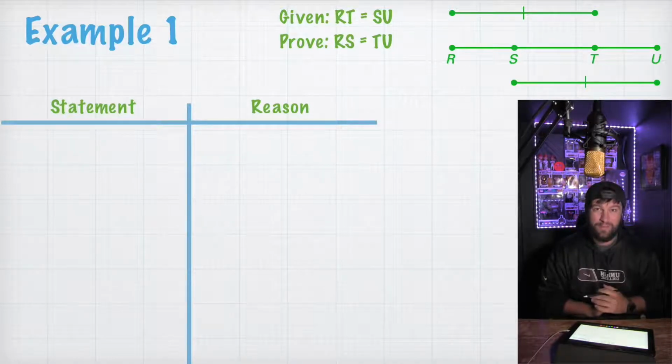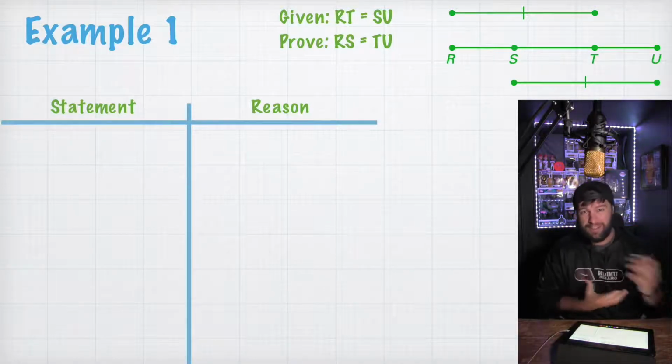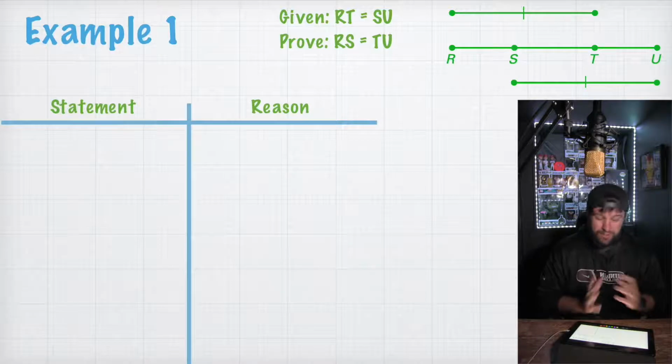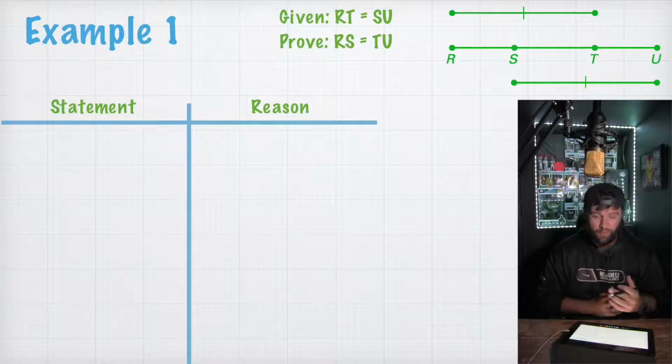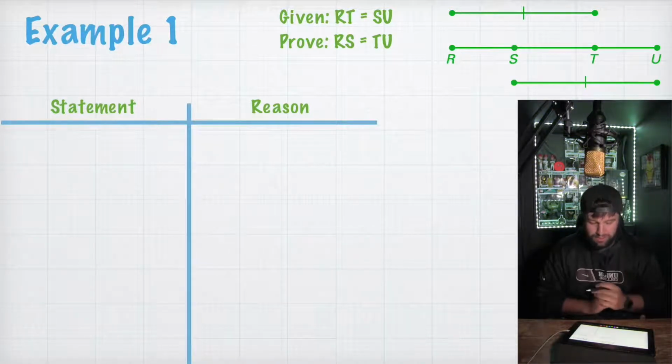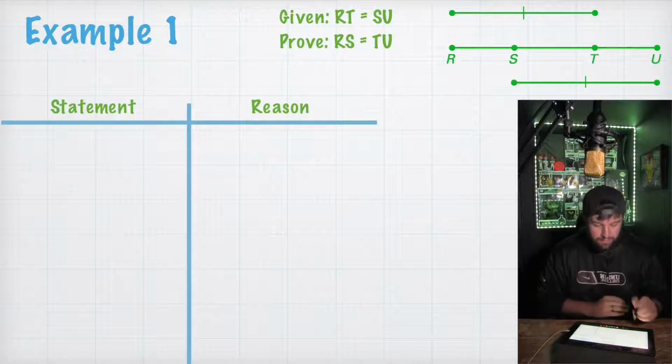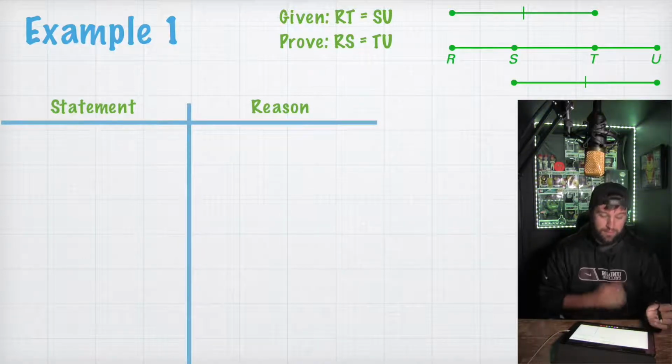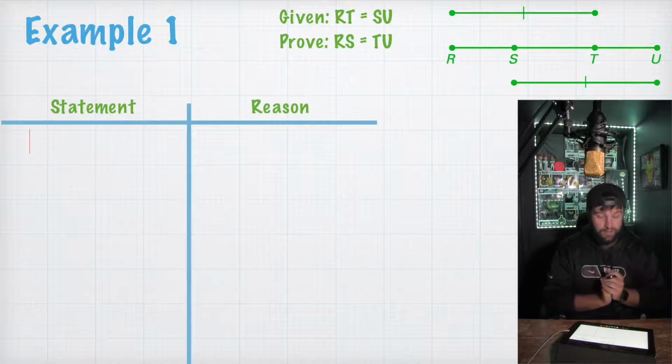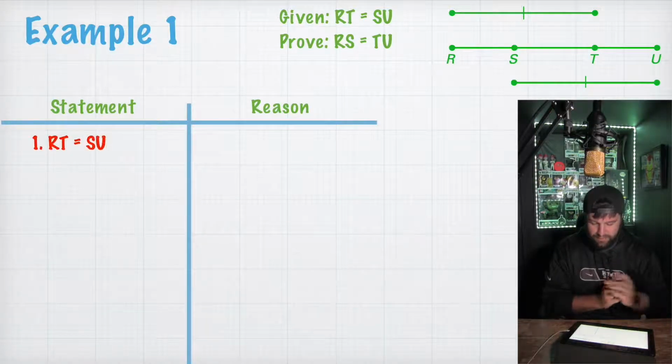So our first proof is actually one we've already done before in last class. So this one shouldn't be that different from what we did before. So let's just get started. So we're given that RT equals SU, okay? They want us to prove that RS is equal to TU. So the first thing we're going to do with this is we're going to just state our given statements.